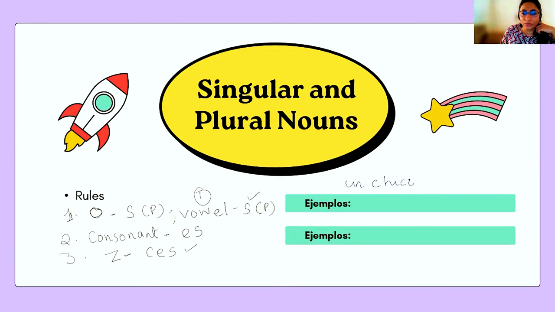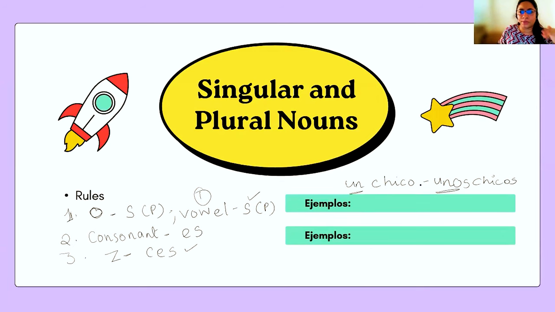Un chico. Okay. Now, should I still go with un here? Or is something going to change? Something is going to change. Now, it's not just the noun. It's also the article that has to change. Okay, in English, we don't have this distinction. The boy, the boys. But in Spanish, the article also changes because if you remember, we have a singular article, we have a plural article.